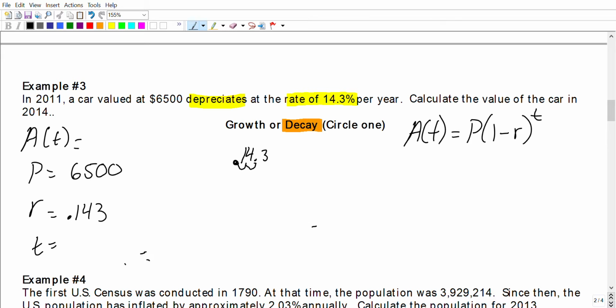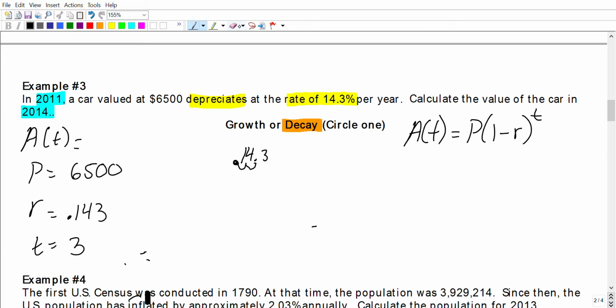So the question is, we're missing A of t and we're also missing t, but we can figure out one of those two. Hopefully you guys have already noticed that we go from the year 2011 to the year 2014. So you have to ask yourself, how many years have passed by? Well, 3 years have passed by. So I do have my t.